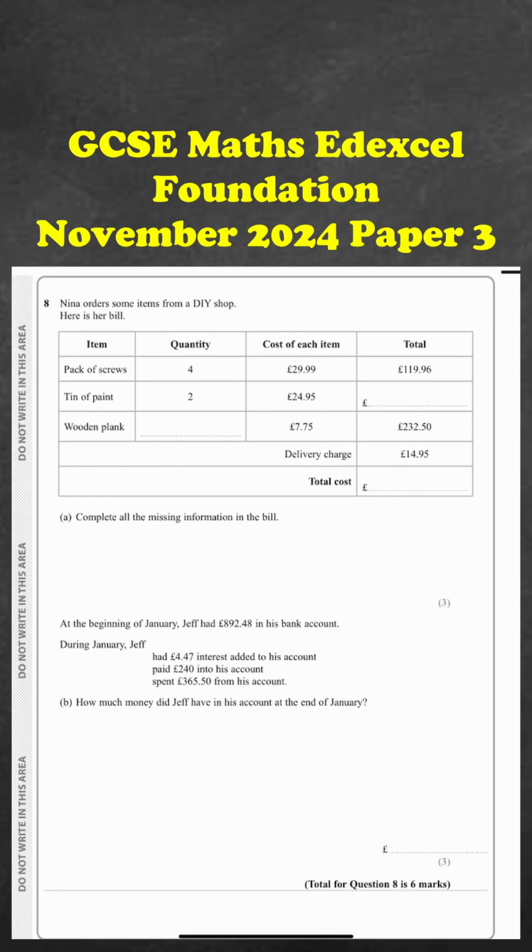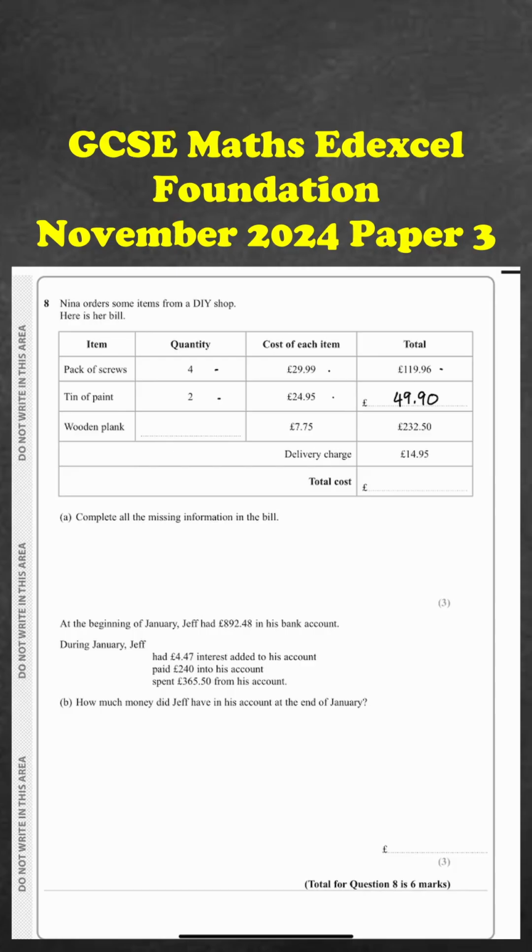Question number 8. Nina orders some items from a DIY shop. Here is her bill. Complete all the missing information in the bill. So what we can see is you've got quantity multiplied by cost of the item gives you the total. Therefore, we just need to do the quantity times the cost of the item on this line. So it's going to be on my calculator, 2 times 24.95, and I get £49.90.